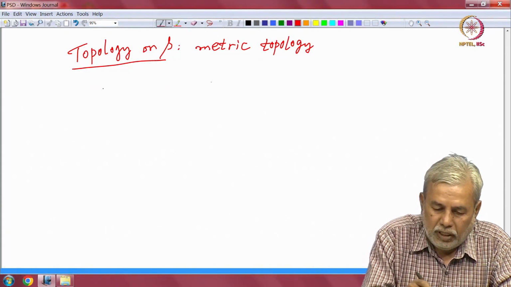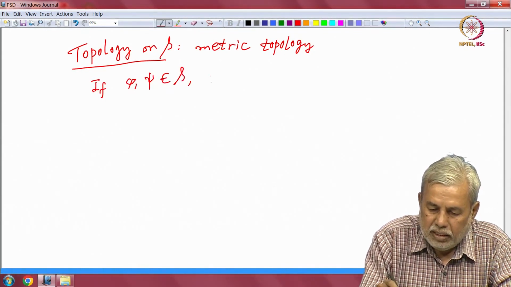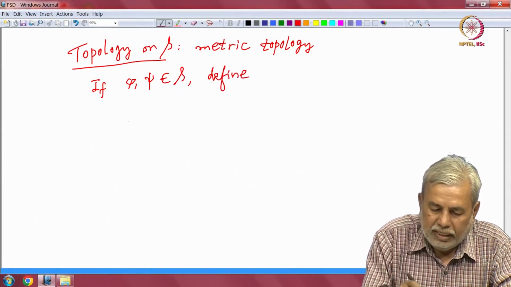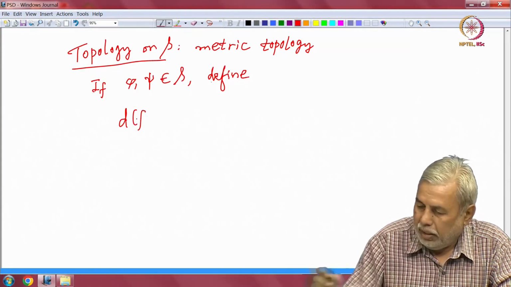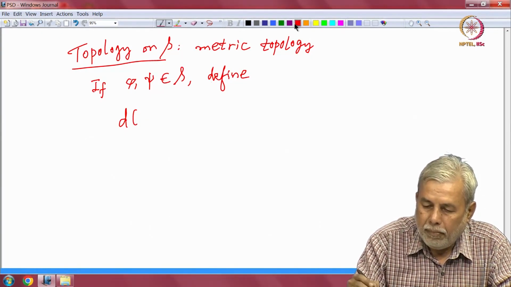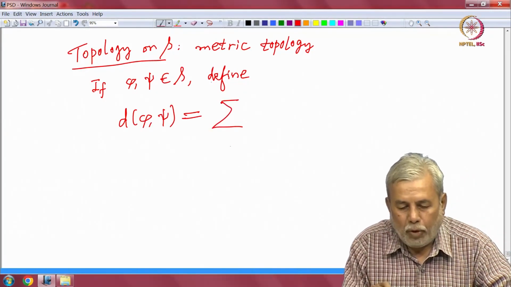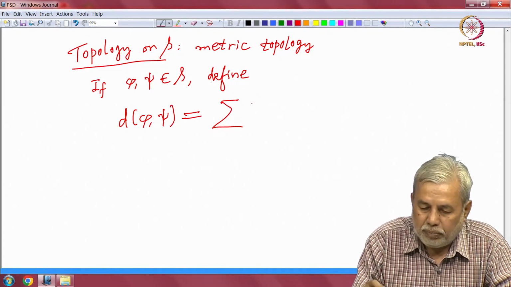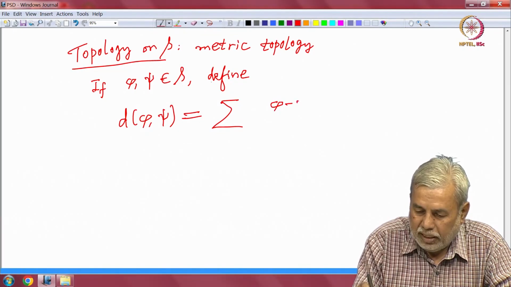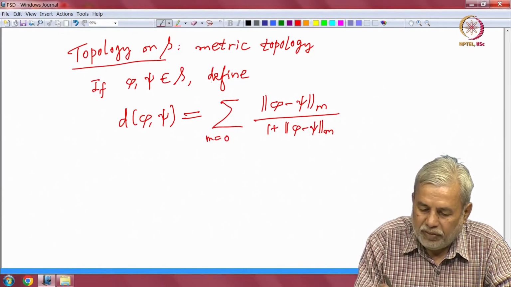Okay. So, if phi, psi belongs to S, define the distance d(phi, psi) equal to the summation, now it will take all the derivatives of phi and psi, so the norm of phi minus psi in m, over 1 plus the norm of phi minus psi in m, m equal to 0 to infinity.